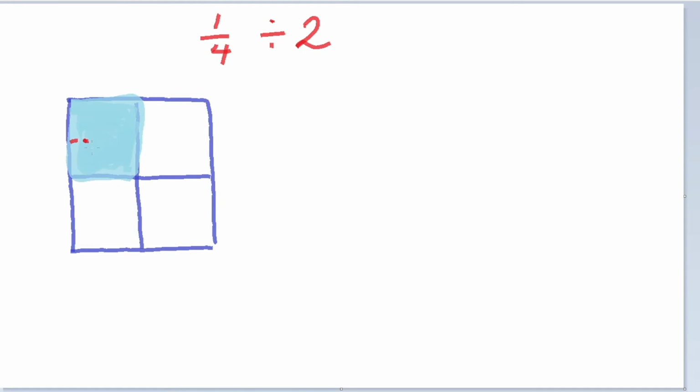Let me partition that right in the middle. It has to be equal. So there's 2 pieces now. We took 1/4 of the cake and divided it into 2 parts. So how much would this part be? And how much would this part be? Can we figure that out by using the picture clues?